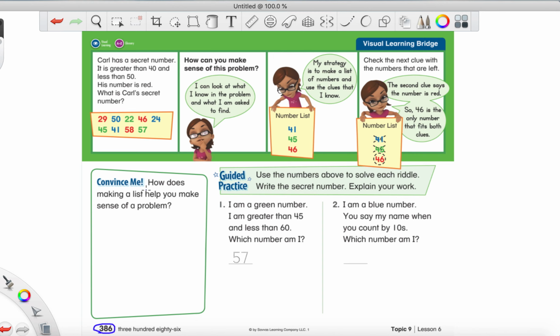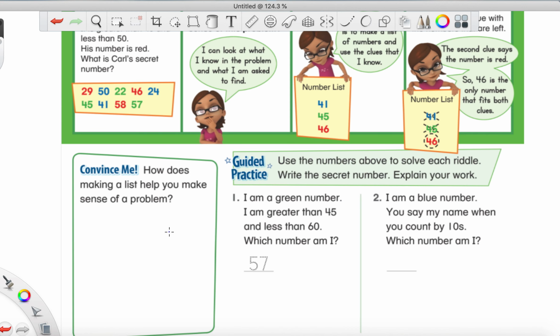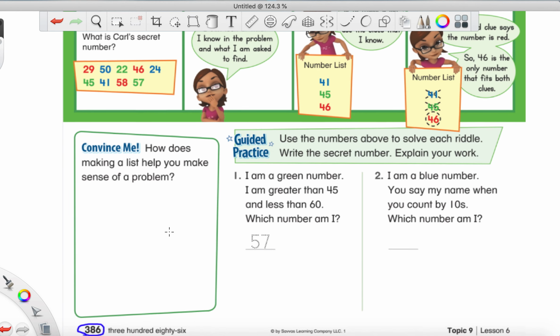And I just want to take a quick second and talk about this little convince me part in this green rectangle. It says, how does making a list help you make sense of a problem? So when you make a list, you can kind of lay out everything you know. So if we talk about that problem we just did, had to be greater than 20 and less than 30, we could actually also make a list of all those numbers to help narrow things down.